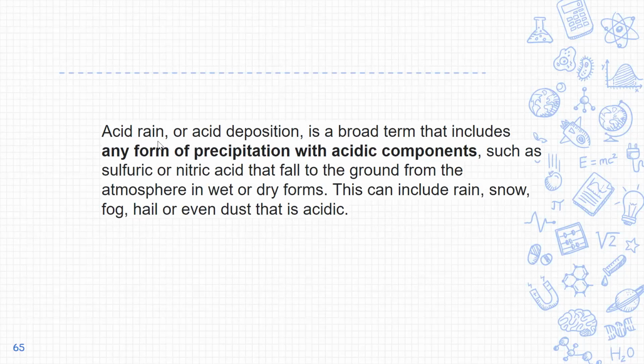So acid rain or acid deposition is a broad term that includes any form of precipitation with acidic components, such as sulfuric or nitric acid that falls to the ground from the atmosphere in wet or dry forms.